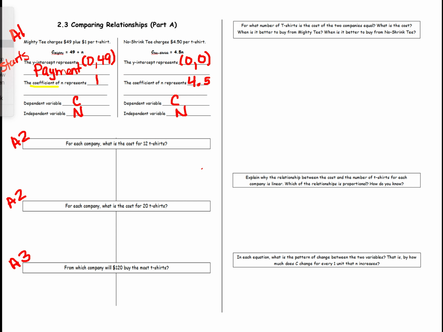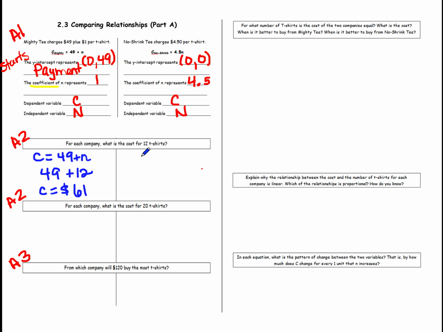All right, so let's go ahead and start with the 12. The best thing to do is write down the equation. So we have C equals 49 plus N for Mighty T. And the N I'm going to swap out for 12. So this becomes 49 plus 12. I'll give you a second to add that up. All right, 49 plus 12, you should have 61. If you didn't get 61, check your math.